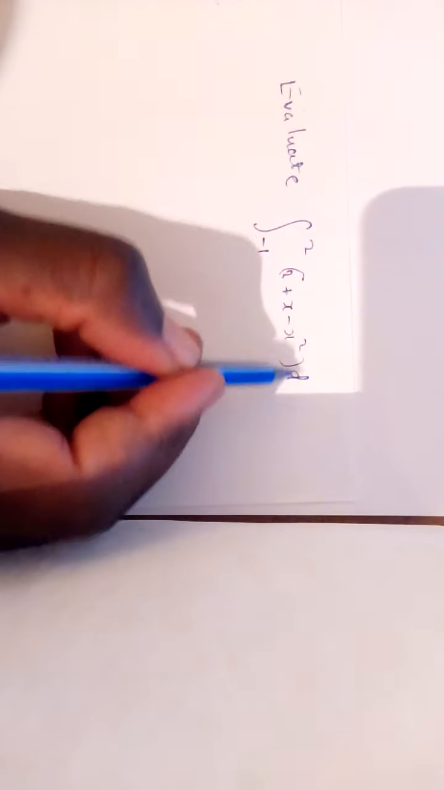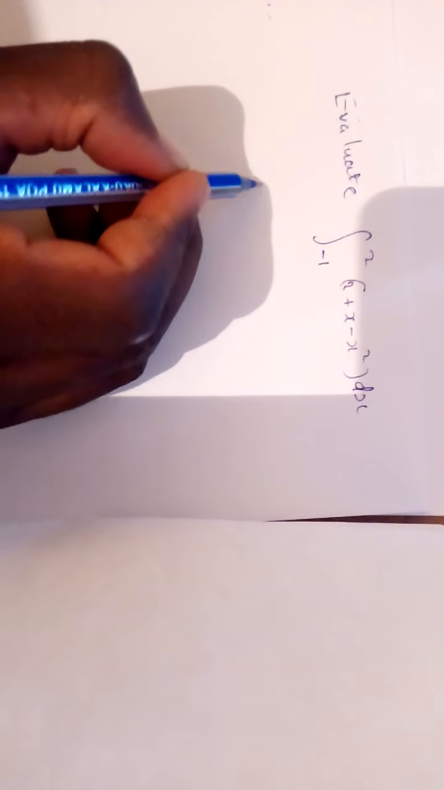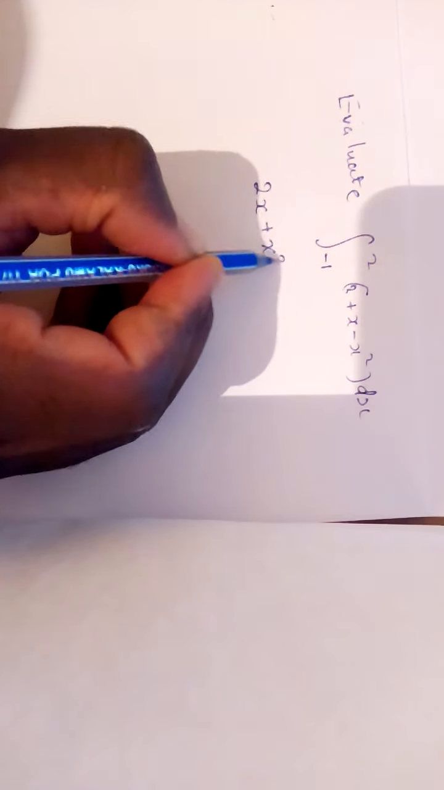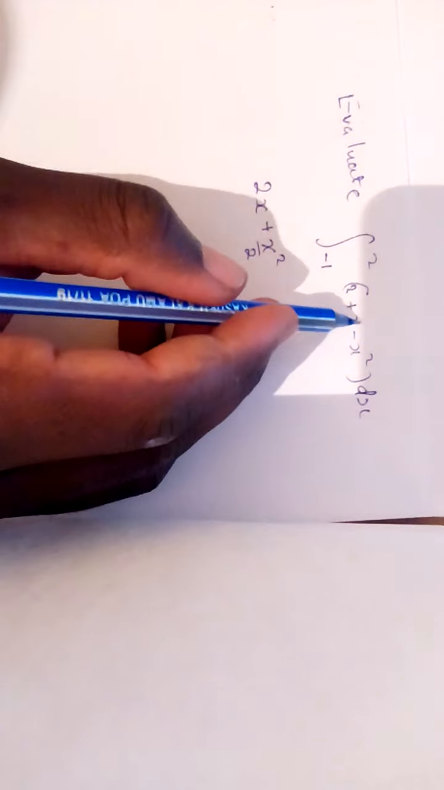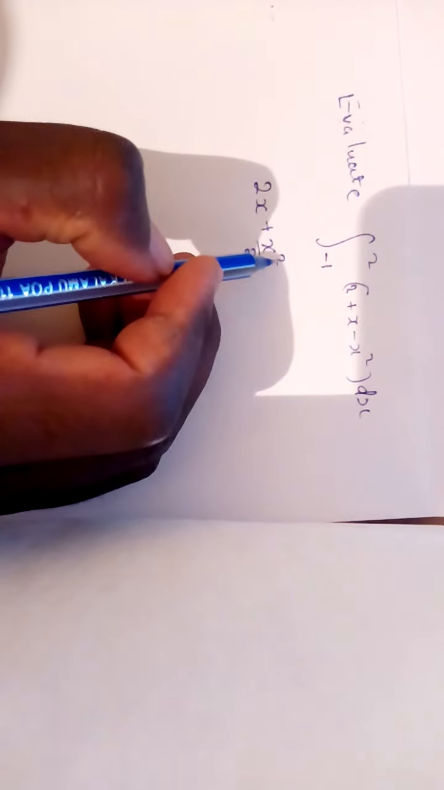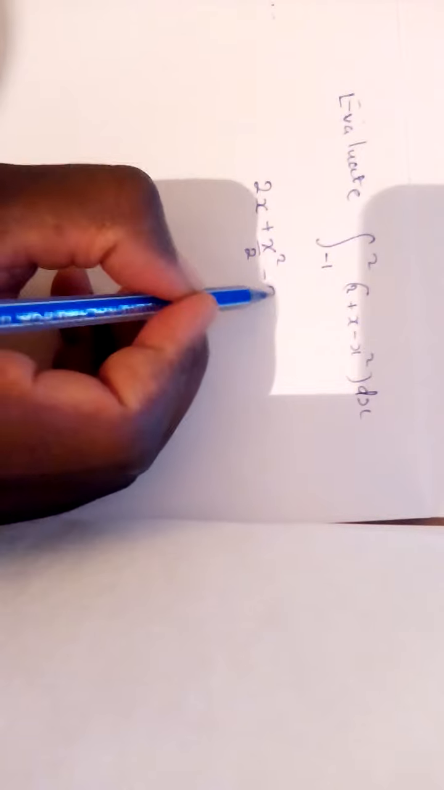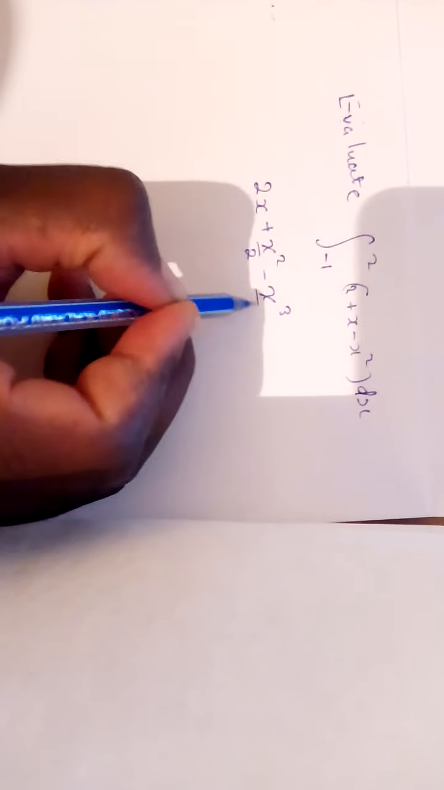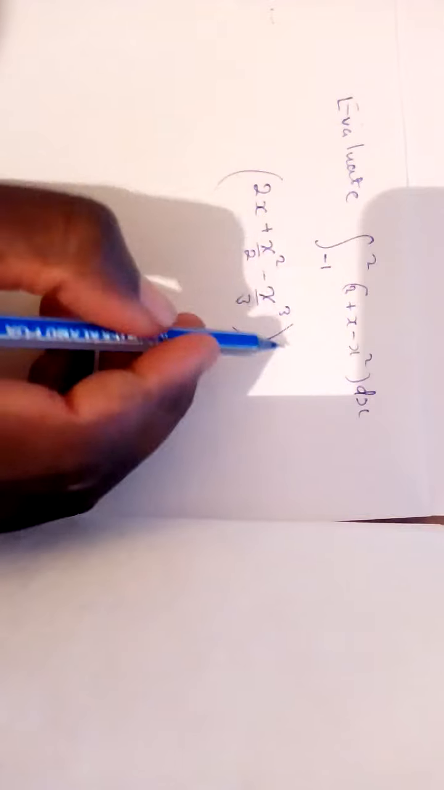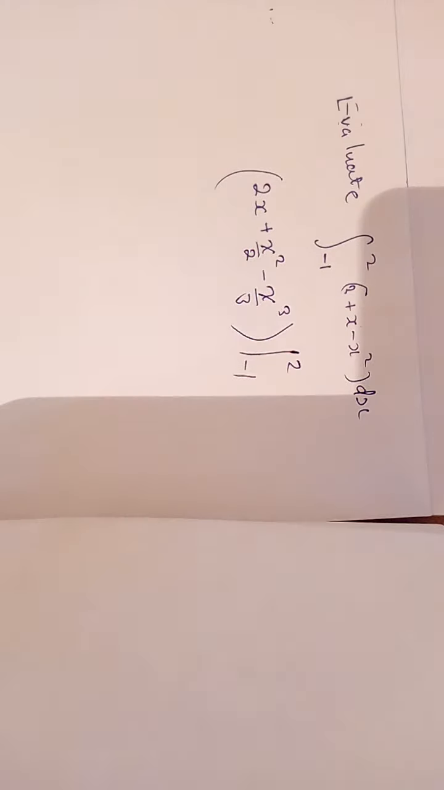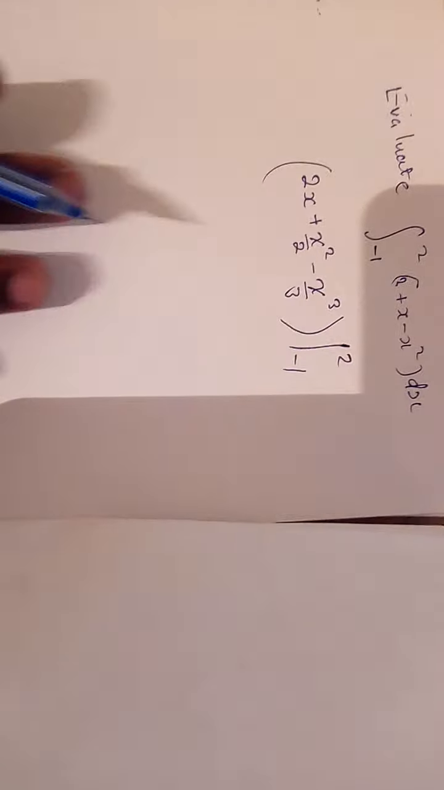In order for us to evaluate, let me just copy the question so that we see what is happening. In order for us to answer this question, we use all those procedures. Since we know that there is 2, it will look like this: 2x, there is no letter, plus x squared over 2, here is power 1, so 1 plus 1 gives you 2, divide by that same power, minus, here there is 2, so it will give you 3, divide by 3. Then you apply the brackets and you put the limits.